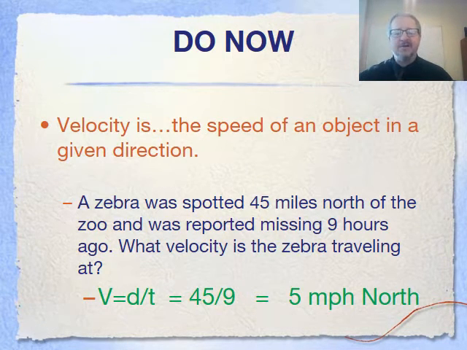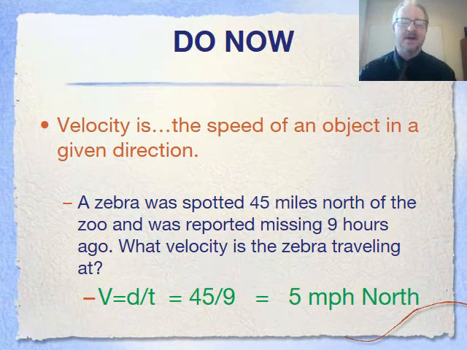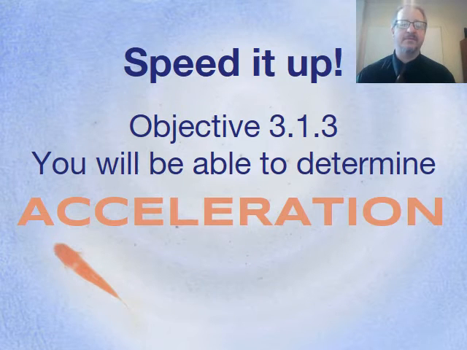Now, if the zookeepers were trying to find this zebra, and they didn't know that the zebra was traveling north, they would have a much more difficult time tracking this zebra down. They might go the wrong direction and never see the thing. So that's how we do velocity. You should already know that. That's a review. So we're going to speed things up here.